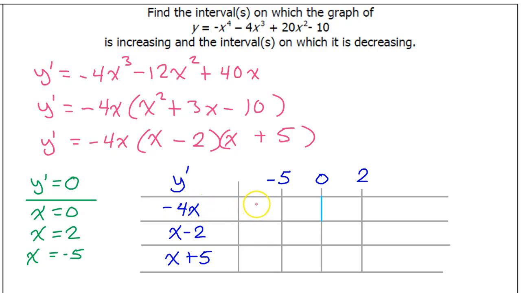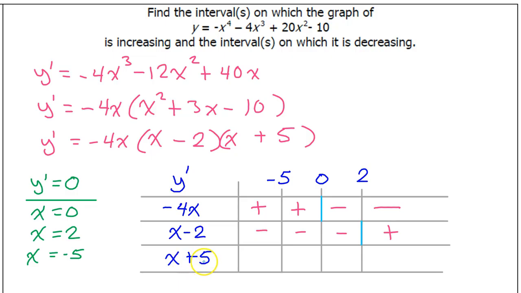So this factor will be positive to the left of 0, and it will be negative to the right of 0. Think about it. If you plug in any positive number, you're going to have a negative 4 times a positive number. That's going to be a negative number. Similarly, the factor of x minus 2 is equal to 0 at x equals 2. This factor will be negative to the left of 2 and positive to the right.